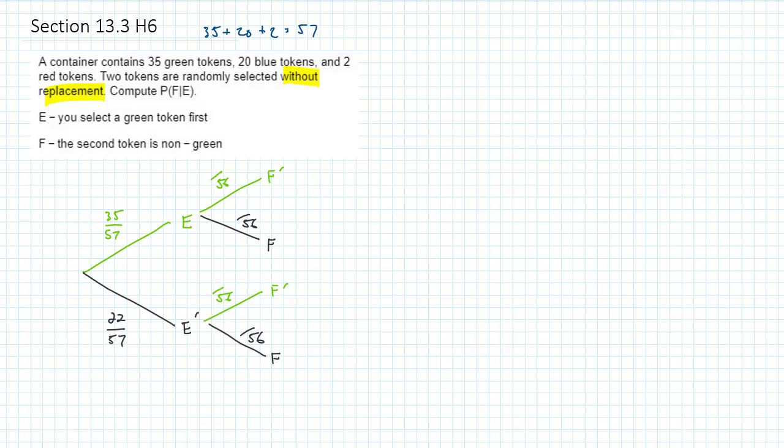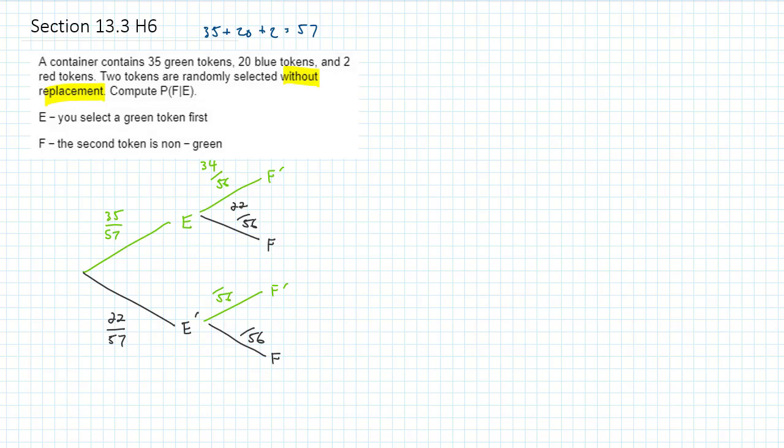If I drew a green token first, so I'm on the upper branch to get to E, the likelihood of getting another green one is going to be 34 out of 56, because remember, I've already drawn out a green token, so there's one less token than there was before. Now since the first one was green, the likelihood of getting a non-green, so that black branch there, so there are 22 non-green, so I can go ahead and label that. And notice that the total number along these two branches is 34 green, 22 non-green. That's what determines the probabilities.